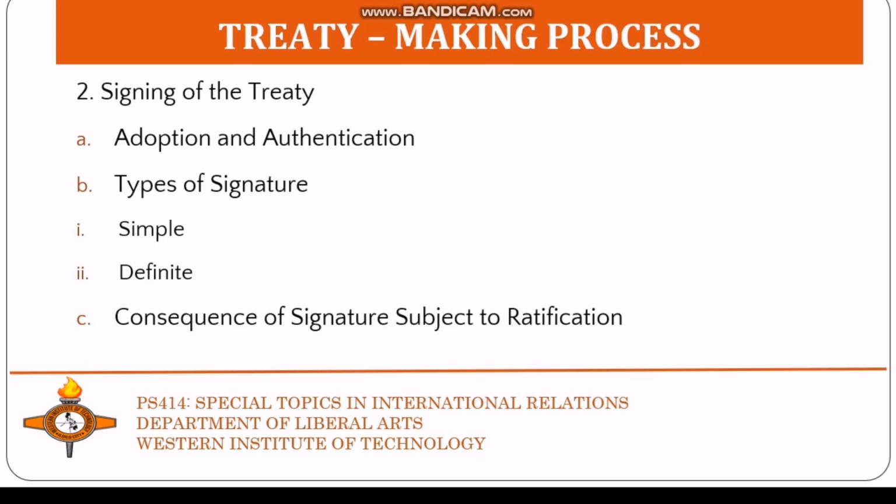Next are the types of signature. It could be simple, where the instrument was signed initially but the state is not completely bound unless the signature is later ratified. Then the second type is the definitive, when the state is bound as soon as the instrument is signed, regardless of whether it later ratifies the instrument or not. Following is the consequence of signature subject to ratification. The instrument is signed but not yet ratified, and such ratification is material to bind the state fully.